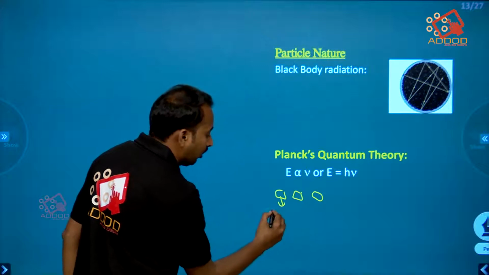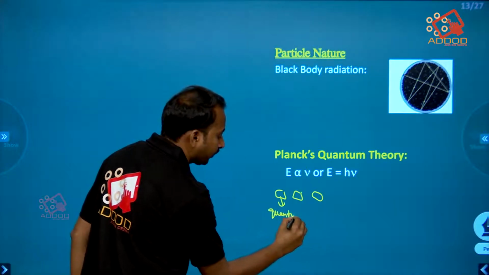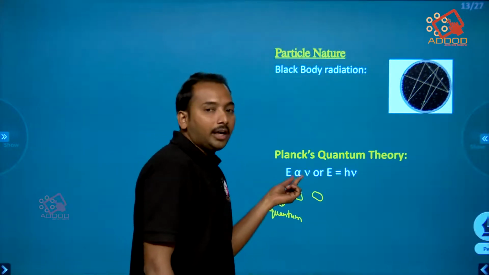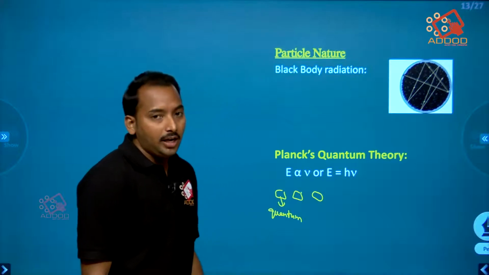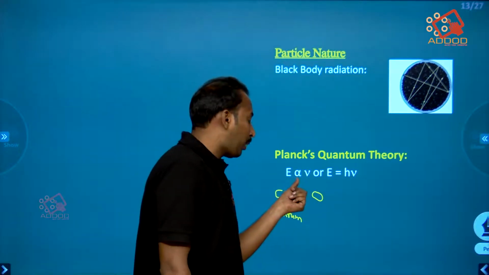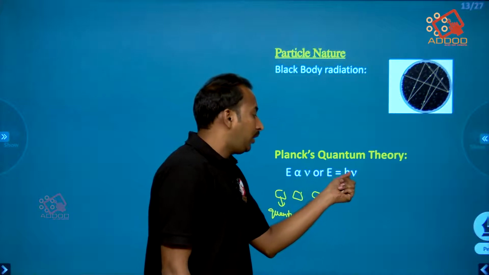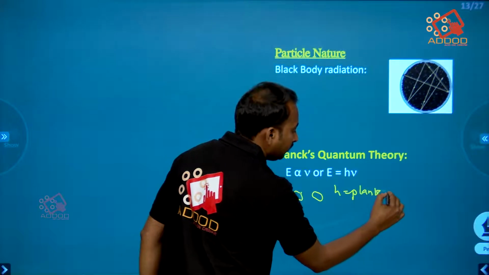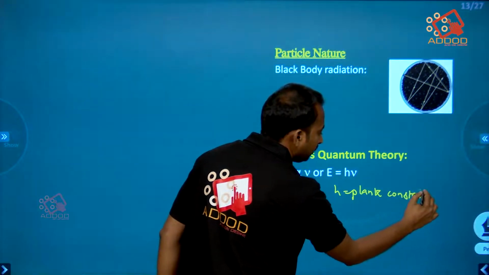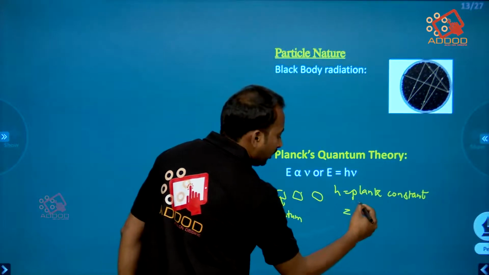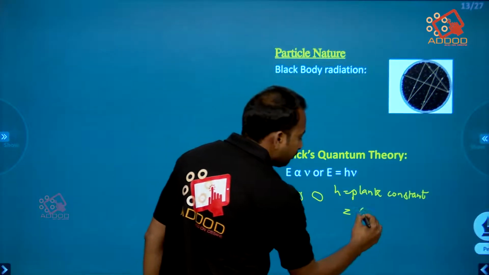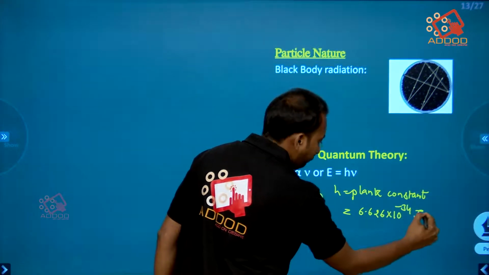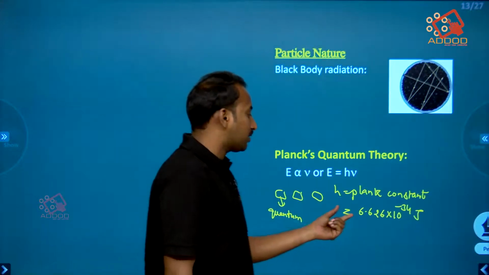These small packets are called quanta. Each quantum has a definite energy, and the energy is directly proportional to the frequency of the radiation, which means E = hν, where h is Planck's constant. The value of Planck's constant is 6.626 × 10^-34 joule second. Okay, now this is the Planck's constant value.